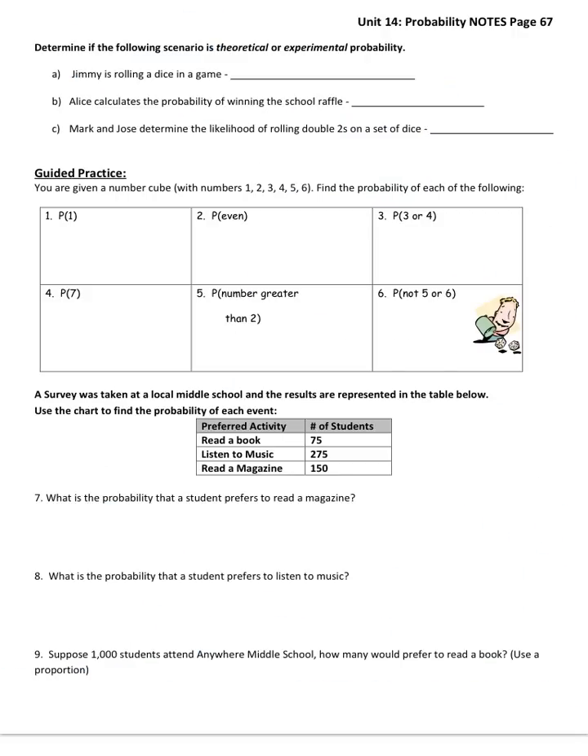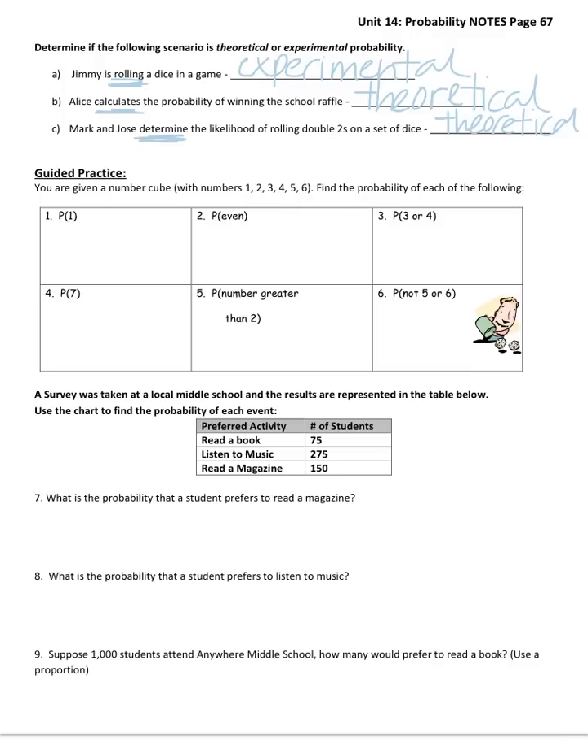Alright, so we'll start A, B, and C by determining if it's theoretical or experimental. A says Jimmy is rolling a dice in a game. So he's actually doing the experiment. So that's experimental. Alice calculates, therefore that's thinking, the probability of winning the school raffle. Theoretical. Mark and Jose determine the likelihood of rolling double twos on a set of dice. So again, we'll say theoretical.